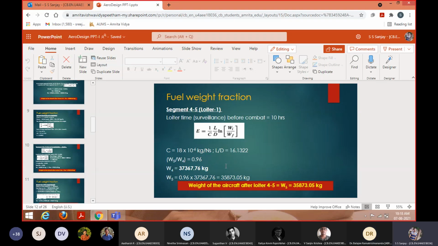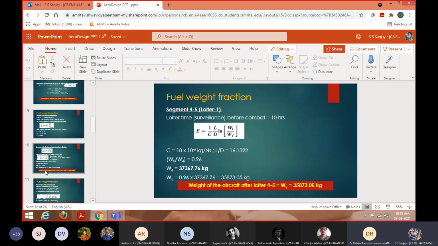Okay, 1 second. Multiply by 9.81 is 1.7 into 10 power minus 4. Okay, now multiply by 3600. Yes, sir. 0.635. Yours is what type of engine? Turbofan. Okay, good. No problem. Okay, great.